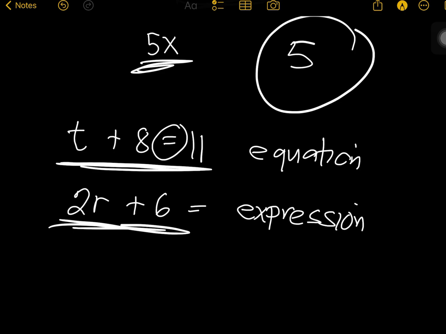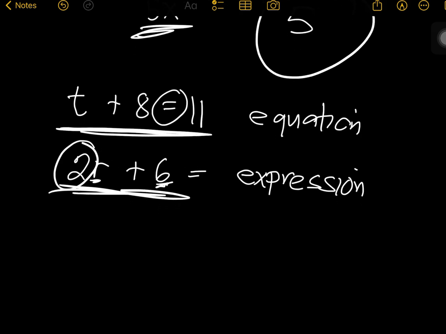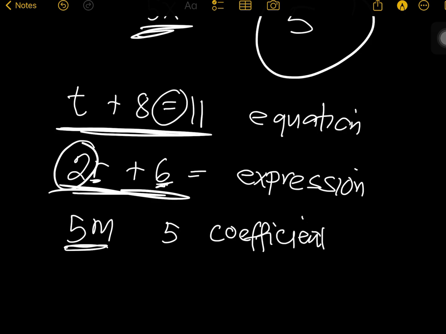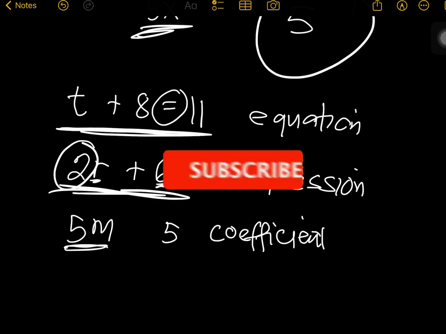Okay? Where in this expression, the variable is r and the constant is 6. And the coefficient of r, of the term 2r, is 2. Okay? Another example, if you have 5m, we all know that in the term 5m, 5 is the coefficient, while m is called the variable.